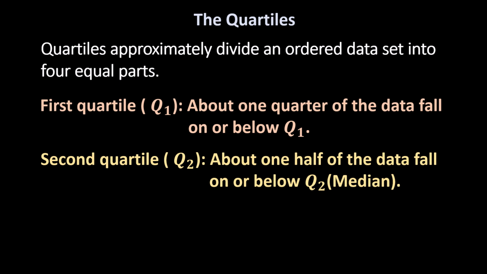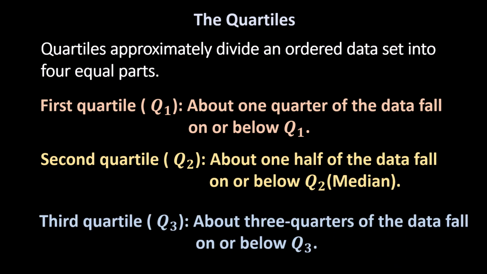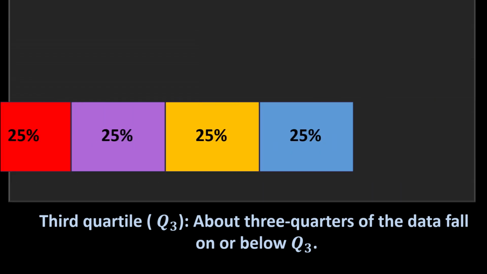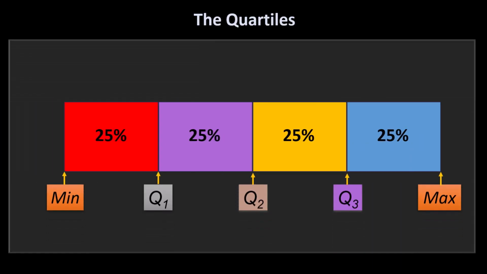Can you tell me another name for the Q2? It is the median. According to the definition, you see 1/2 of the data fall on or below Q2. So that is the median, right? Third quartile, Q3. About 3/4 of the data fall on or below Q3. You can understand this very clearly here.